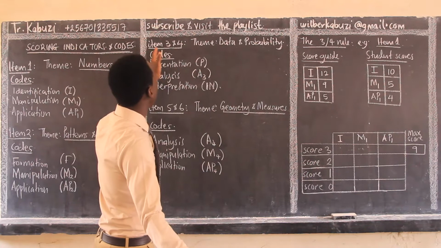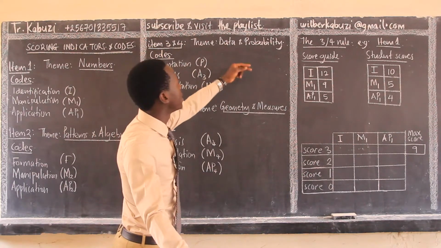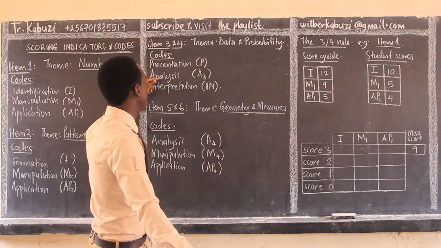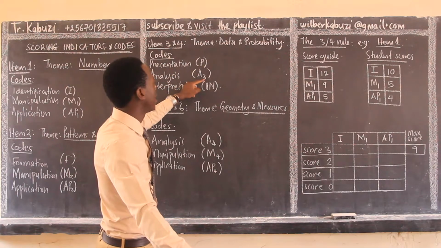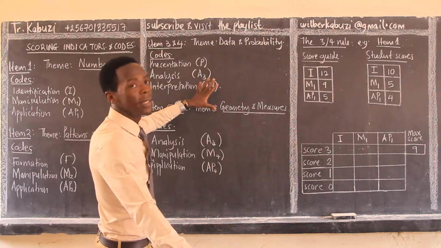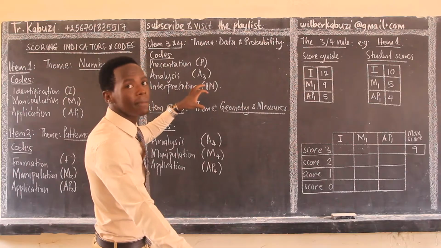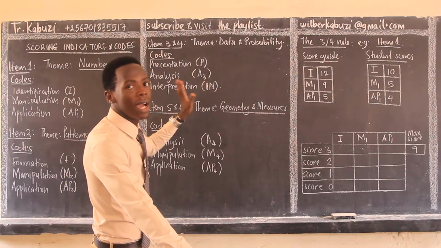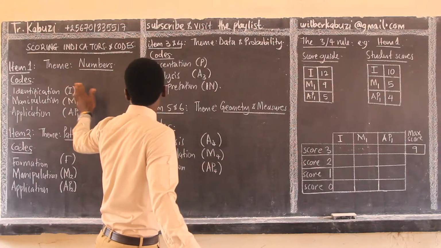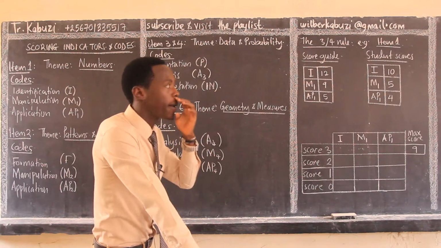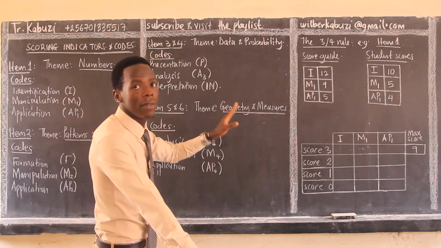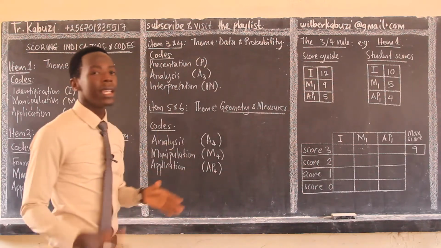When we come to items 3 and 4, the theme is data and probability. The codes we use are presentation, then we analyze, which is A3, then we have interpretation. Whenever I say we don't have a subscript, that means that code is used just in that specific item. You're not going to find it in any other item. Like you see here, I does not have any subscript, meaning we only identify in item 1. Even here we have an interpretation, but it's IN without a subscript, meaning we are just applying it there.